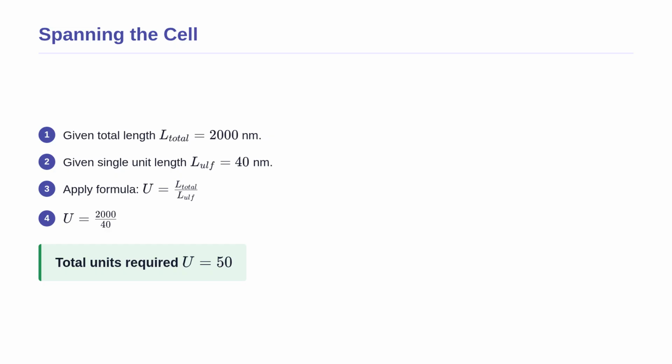We choose our formula, U equals L total divided by L ULF, because it perfectly relates total distance to unit size. We substitute 2,000 for the total length and 40 for the unit length. Dividing these numbers gives us our final answer of 50. Physically, this means the cell must link exactly 50 individual building blocks end to end to successfully span the required distance across the cytoplasm.